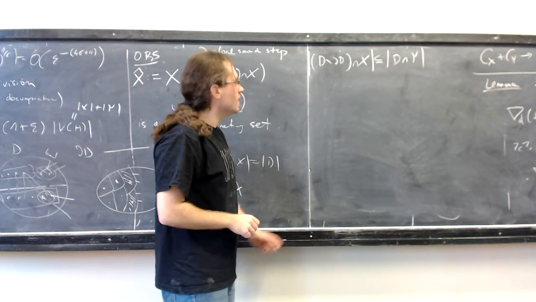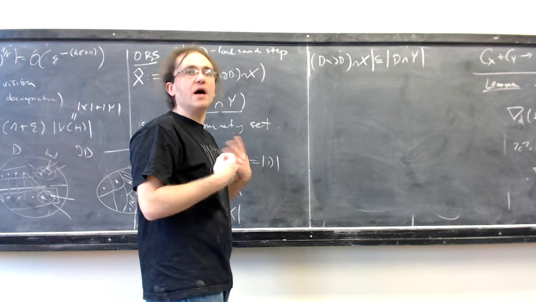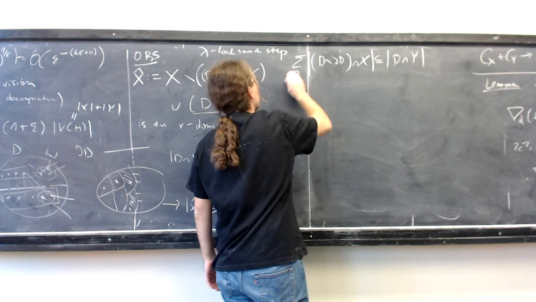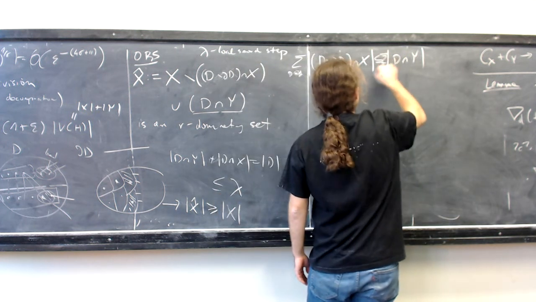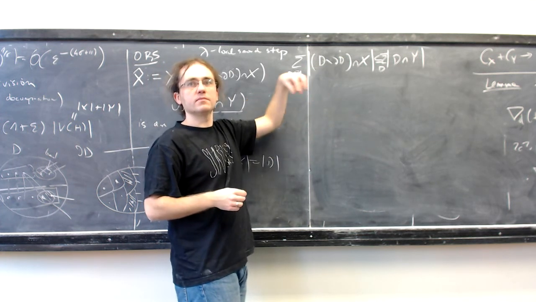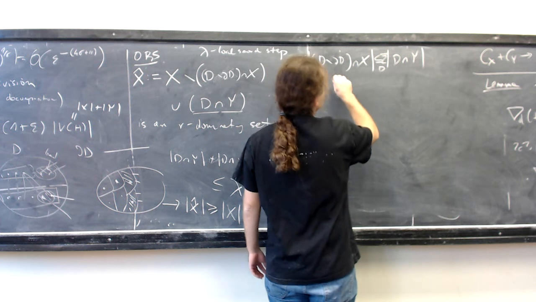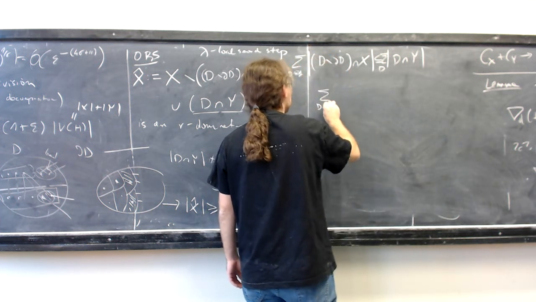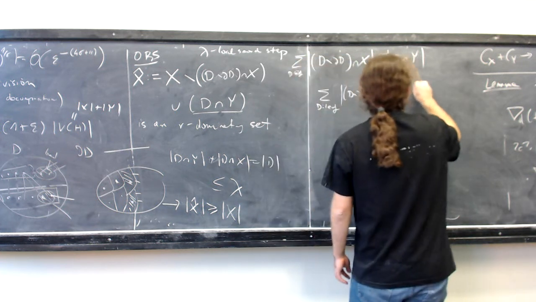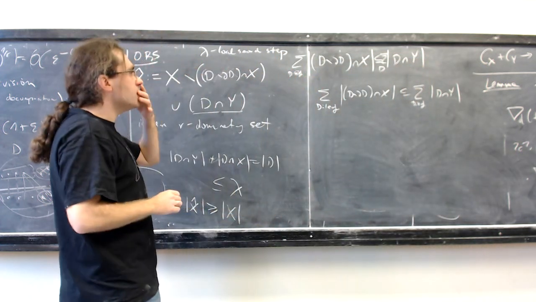For one cluster we don't know what happens, but we have the average estimate. So now we can sum this over all clusters, since this happens in every cluster. Let's sum over all D. Here we count disjoint parts of X, so this is smaller: the sum of X minus sigma D X is smaller than the sum over D of Y. This is what I know.